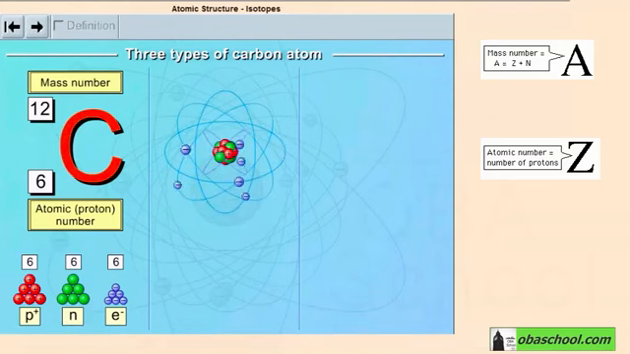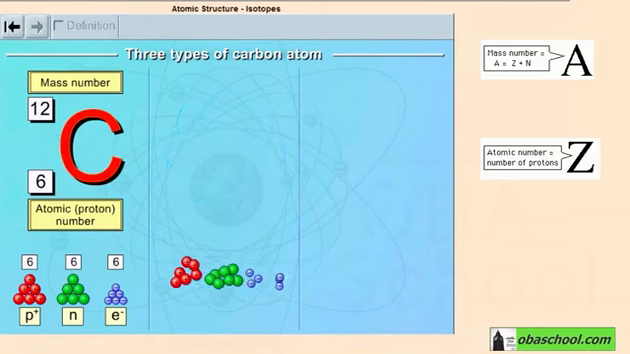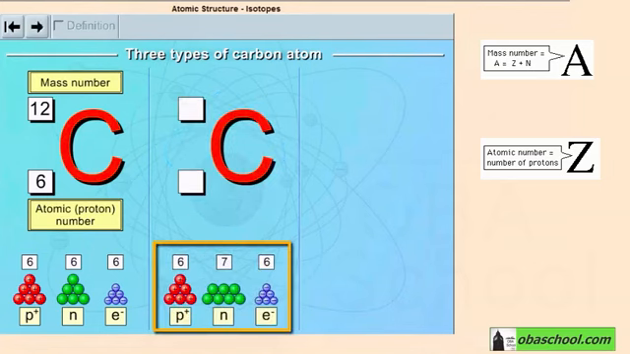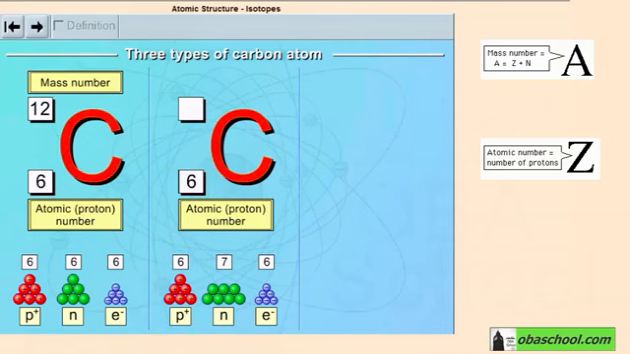Here's another carbon atom. Let's calculate the number of each subatomic particle inside this atom. So, it has 6 protons, 7 neutrons, and 6 electrons. Let's find the atomic and the mass number. The atomic number is equal to the number of protons, so it's 6, and the mass number is equal to the number of protons and the neutrons. 7 plus 6 equals 13.